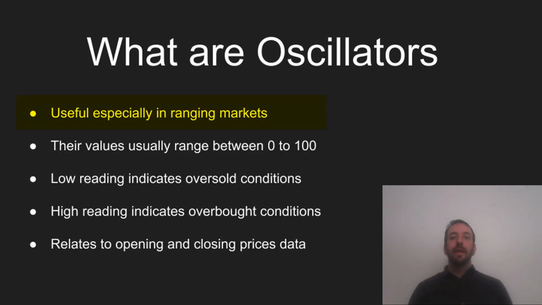The most helpful indicators in ranging markets are oscillators, and oscillator values change within a predetermined range, usually 0 to 100. Low values indicate oversold conditions, when the market is likely to change direction and go up, and high values are recorded in overbought conditions. In that case, the anticipation would be for a price pullback.